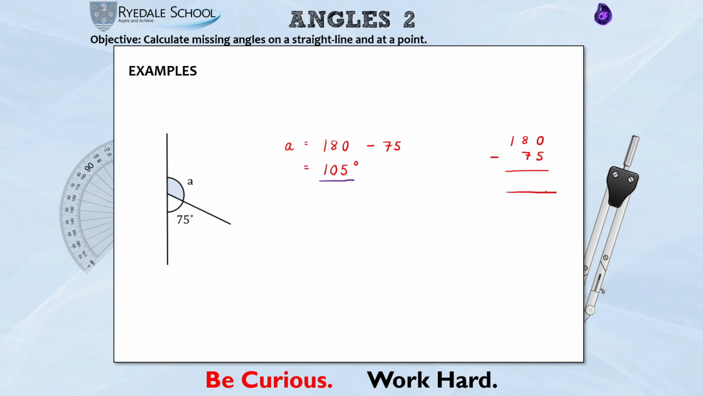So 180 take away 75, or 0 take away 5 I can't do. So I'm going to exchange a 10 and get 10 units. 10 take away 5 is 5. 7 take away 7 is 0. And 1 take away nothing is 1. 105.